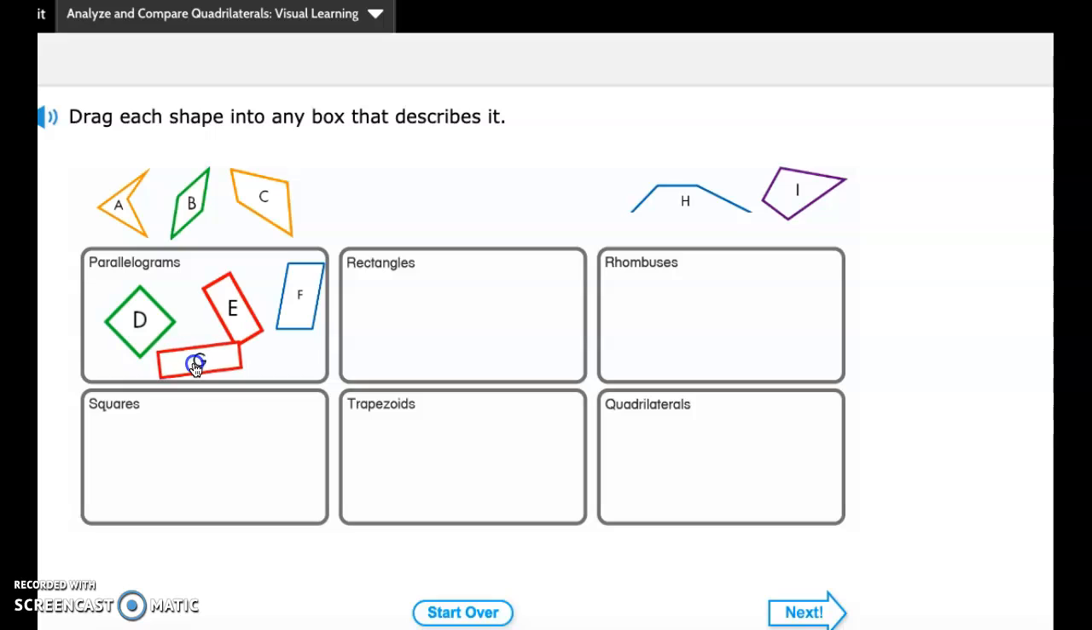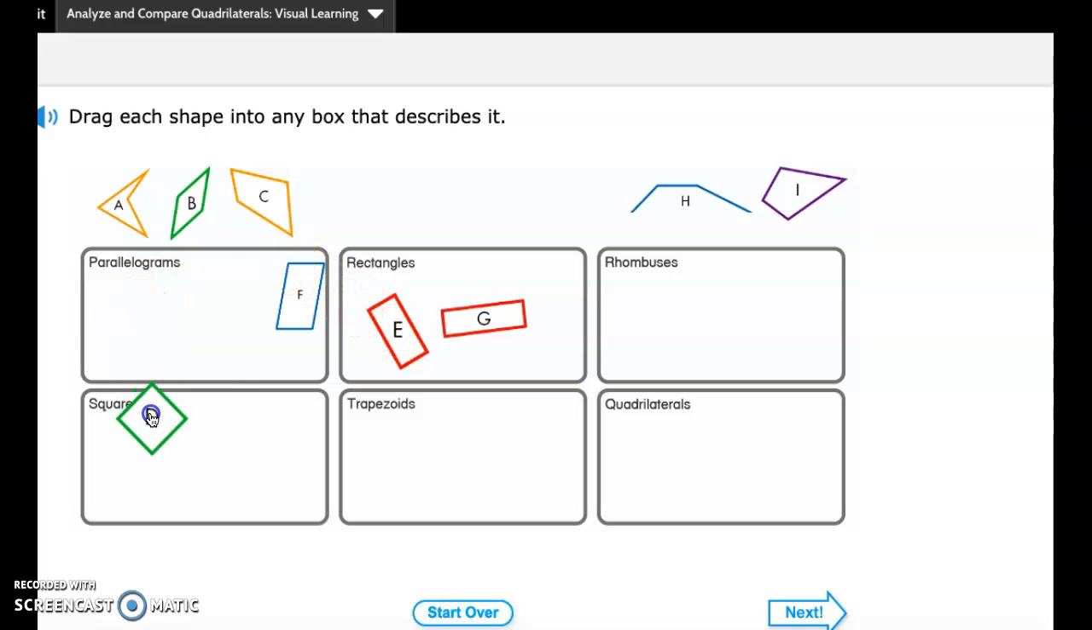Remember, parallel lines mean they never run into each other. They never intersect. And for a rectangle, it says drag each shape into any box that describes it. So we can move G into a rectangle, E into a rectangle, a trapezoid, a square. We can move this one into a square.